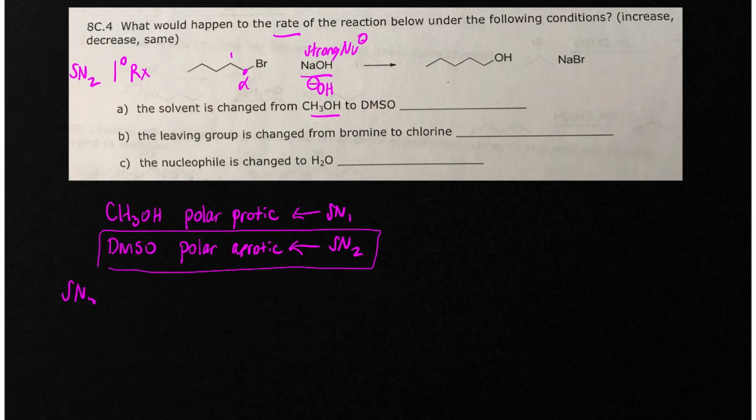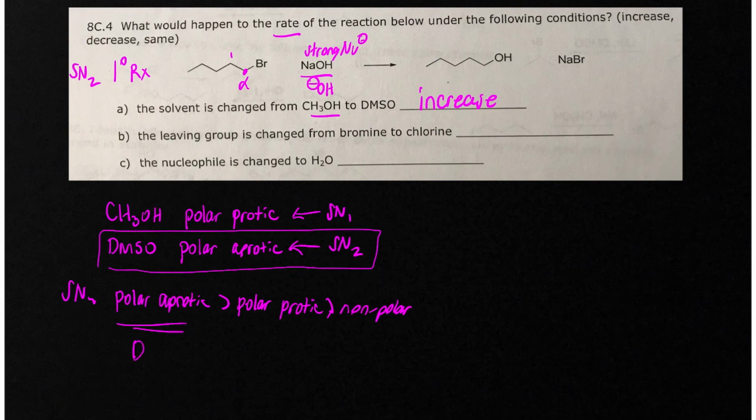So for SN2, polar aprotic solvents are better than polar protic solvents, which are, of course, better than nonpolar solvents. So this is going to increase the reaction rate. DMSO would cause that SN2 reaction to be better, because DMSO is a polar aprotic solvent.